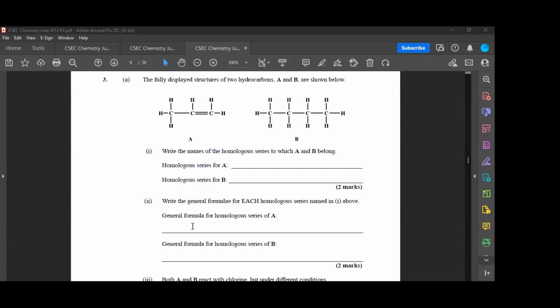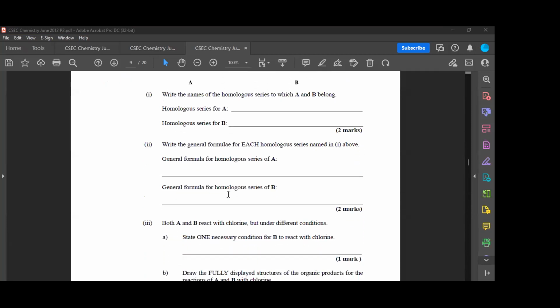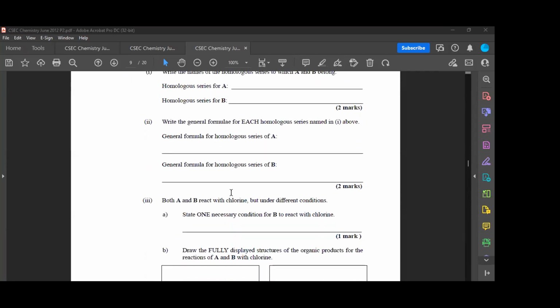It's a pretty simple question. I don't think it gets any easier than this. However, the biggest problem with this is that it is tricky. Tricky because when you see the structure, the first thing that you want to do is what? Name them. That's the first thing you want to do. Now, if you look, the question actually did not ask you to name them.